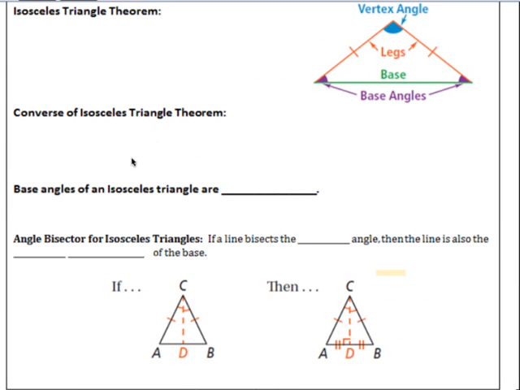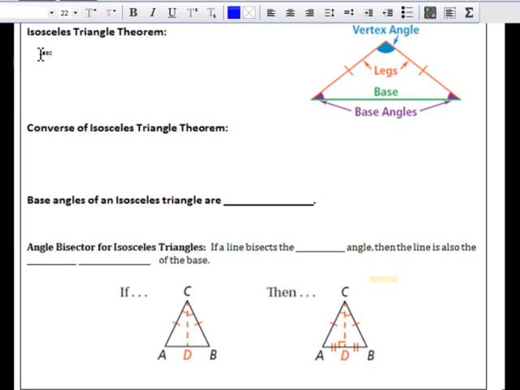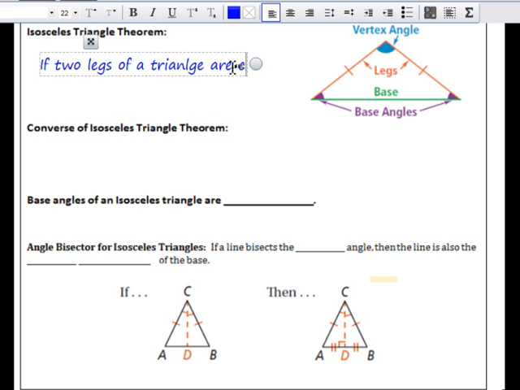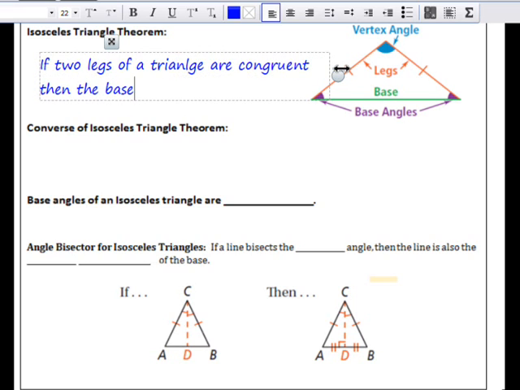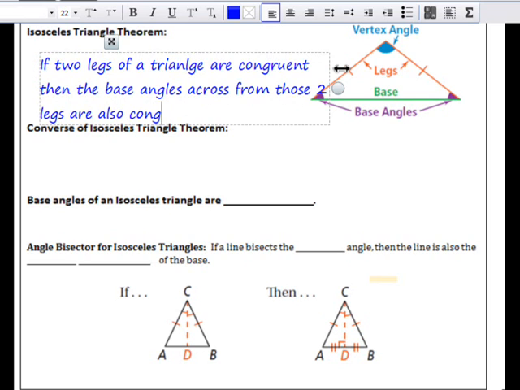All right, the isosceles triangle theorem. That theorem says that if the legs of a triangle, let's say if two legs, are congruent, then the base angles across from those legs are also congruent.